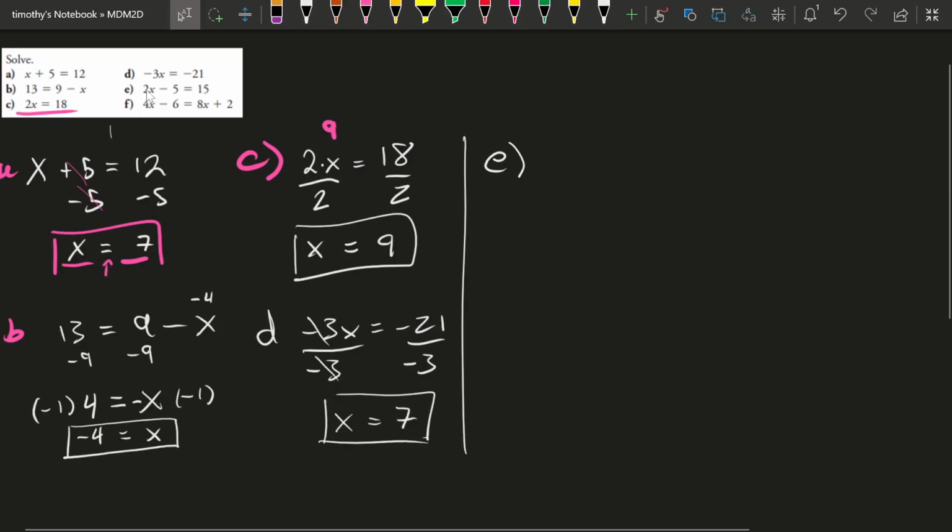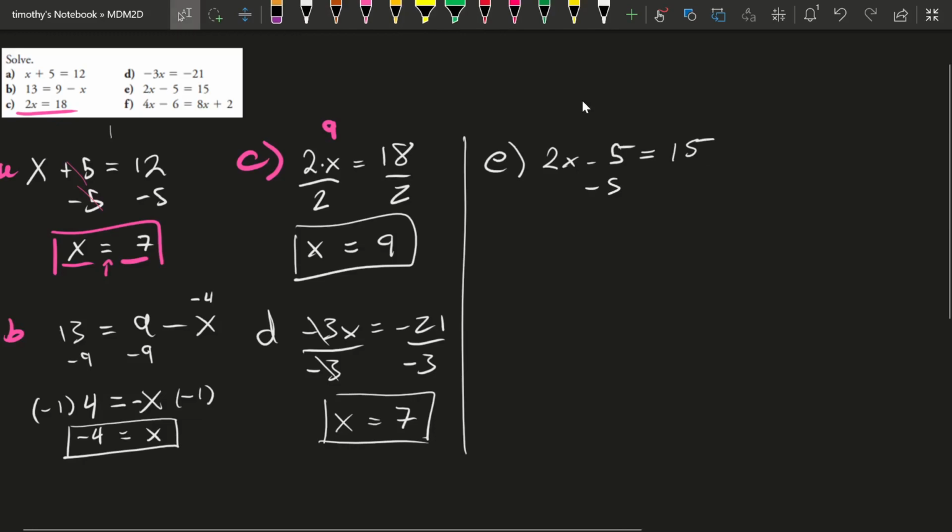Let's do part E. We've got 2x minus 5 equals 15. Well, this is now a multi-step equation where we're going to be, for the first time, doing a few stages at once. And we're going to have to add this 5 and then divide by 2 is the proper procedure. A lot of students forget that they have to add the 5 and divide by 2, and it has to be done in that order. They'll maybe divide by 2 first and then add the 5, and that's going to be incorrect.